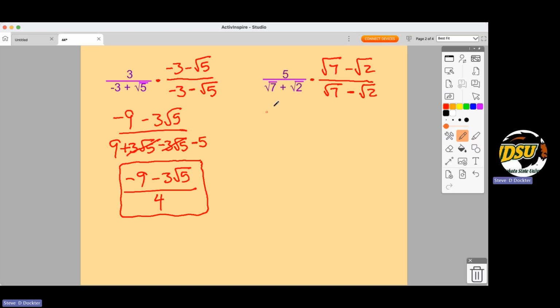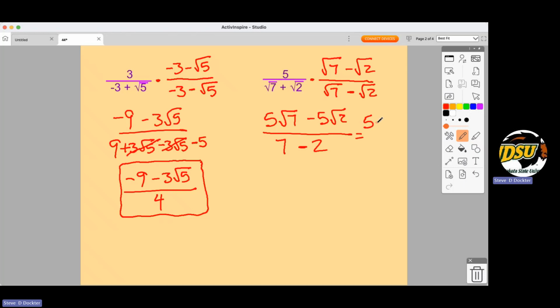Now, when we multiply the top out, we get 5 square root of 7 minus 5 square root of 2. On the bottom, remember, we're multiplying the conjugate. So technically, all we have to do, those middle terms will cancel. So we just have to multiply the first. Square root of 7 times square root of 7 is 7, minus square root of 2 times square root of 2 is 2. And now we can combine like terms on the bottom.